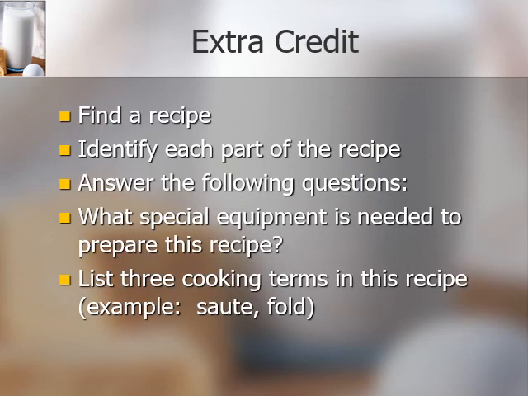Last but not least, here is an extra credit opportunity for you. If you would like to earn extra credit, you will want to find a recipe and then you will want to identify and label each part of that recipe. Once you have found the recipe and labeled it, you will need to answer 2 questions. What special equipment is needed to prepare this recipe? And then I want you to list 3 cooking terms and identify them and then explain them. If you do that, that will be worth 15 extra credit points.